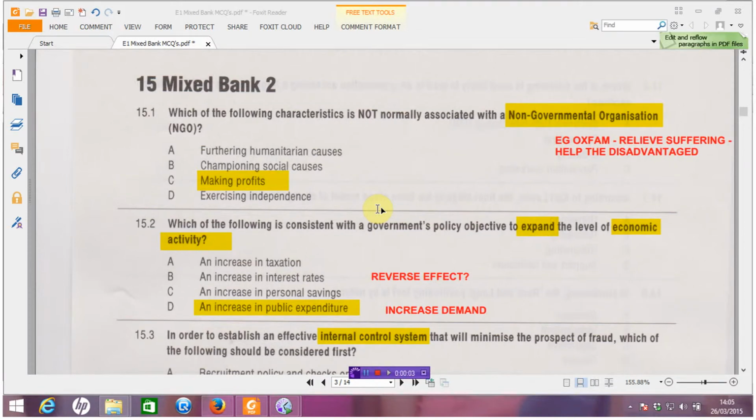Hi everyone, this is a short screencast for CIMA E2 covering Mixed Bank 2 of the BPP Practice and Exam Kit. And in this first question, we're asked for characteristics not associated with an NGO.